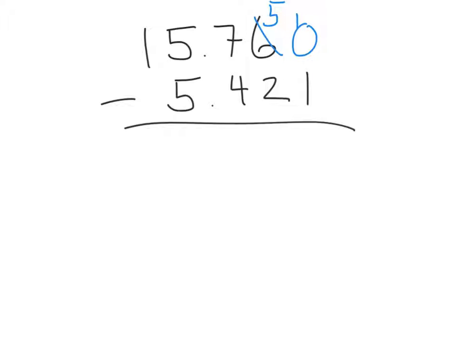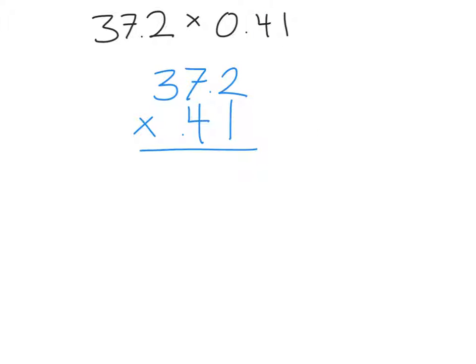So now we have 10 minus 1 is 9, 5 minus 2, which is 3, 7 minus 4, which is 3. Our decimal place just comes down where it is in our answer. 5 minus 5 is 0, and 1 minus 0 is 1. And that's our result. To multiply decimals, you don't need to line up the decimal points.